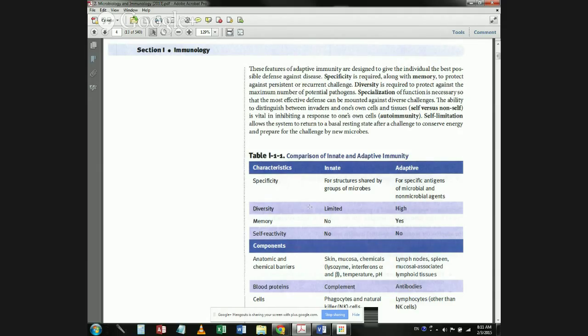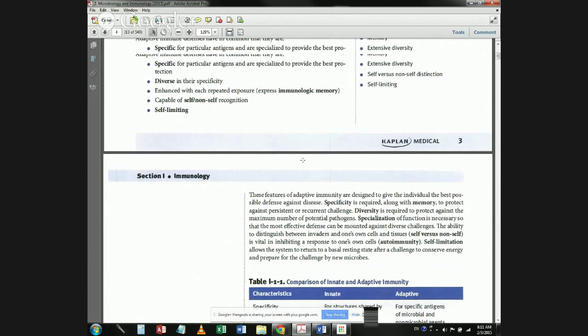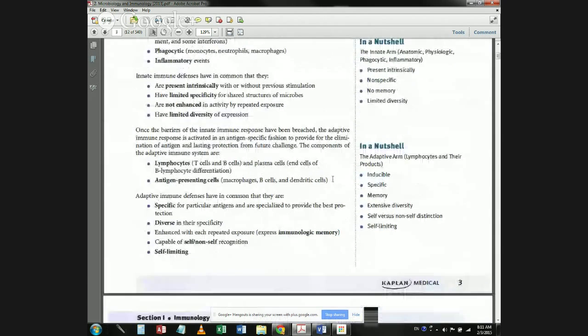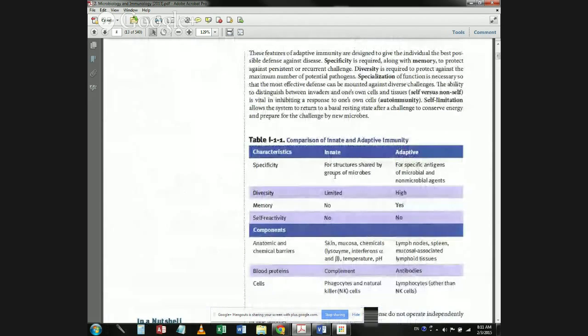For innate immunity, your anatomic barriers would be things such as the skin and the mucosa. Your chemical barriers would be things such as lysozyme, the interferons alpha and beta, and other environmental factors such as temperature and pH. This is all part of your innate immunity. It is not specific. It has no memory. It's always there, and it's not very diverse. It's very general.